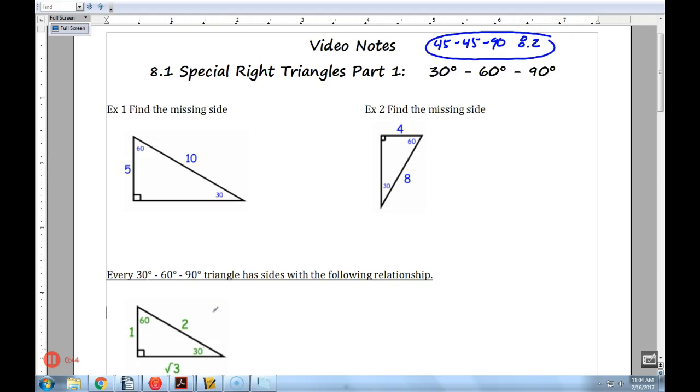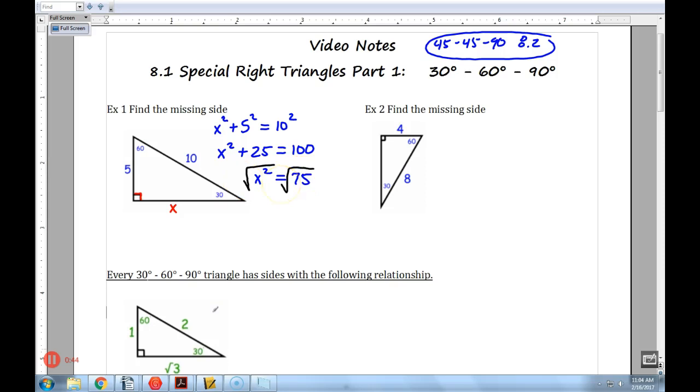So since this is a right triangle, one method I could do is use the Pythagorean Theorem. So I'm going to use the Pythagorean Theorem to find this side over here. And let's just call this side x. X squared, leg squared plus leg squared equals hypotenuse squared, which gives me x squared plus 25 equals 100. I subtract 25 from both sides, which gives me x squared equals 75. And now I take the square root of both sides.